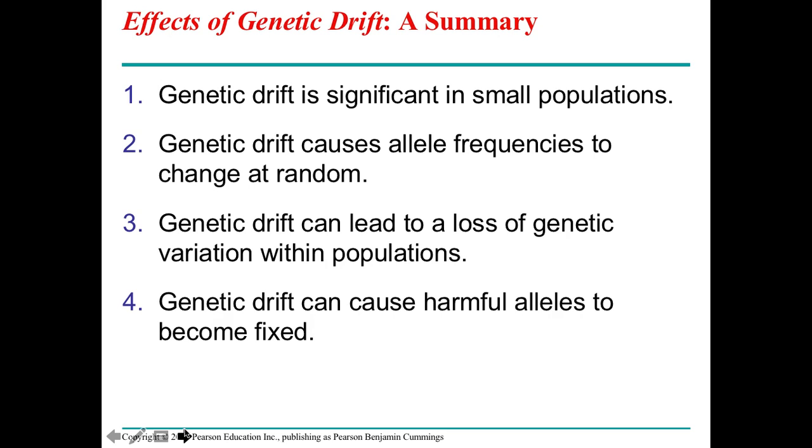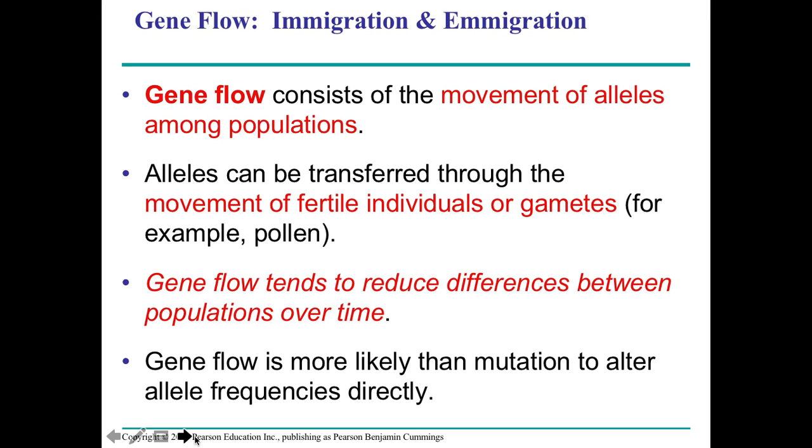So genetic drift is really significant when the populations are smaller. Genetic drift can cause how often alleles show up, the dominant and the recessive, to change at random. It can cause organisms to lose genetic variation, and it can be harmful if alleles become fixed and there's not a variation of genes.